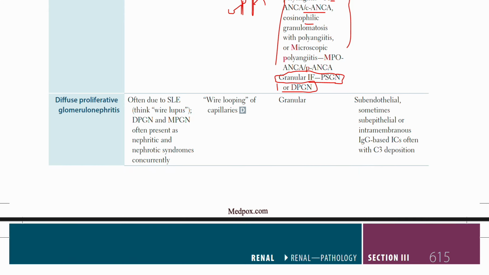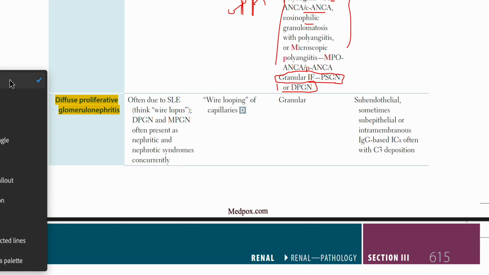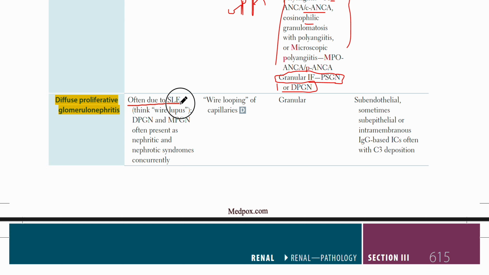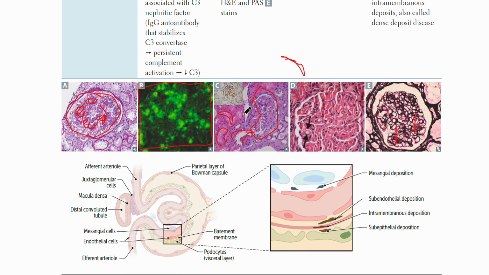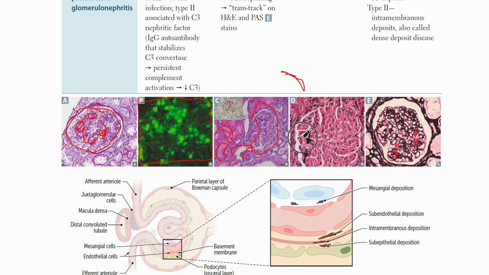Let's talk about diffuse proliferative glomerulonephritis. It is often due to SLE, that is systemic lupus erythematosus, and think wire loop lupus. This is what occurs, wire loop lupus. So wire looping of capillaries is seen in diffuse proliferative. Here you can see there is wire looping, right?